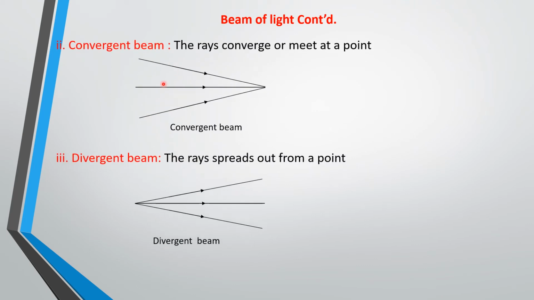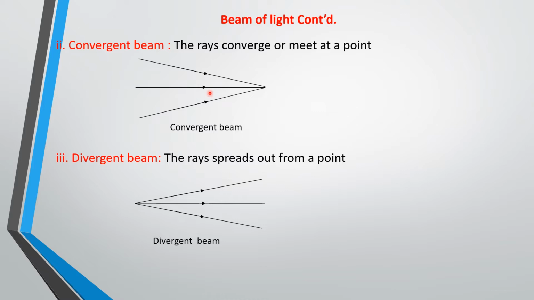Other types of beams that we also have: convergent beam. For convergent beams, all the rays will come together and meet at a point. That's why it is called convergent. Then for divergent beams, all the rays will leave one point and spread out. So when the rays spread out from a point, they are called divergent beam. Then when they converge at a point, they are called convergent beams.